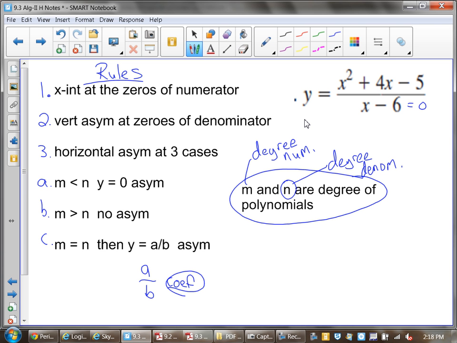In our example here, the degree of the numerator, the m value, is 2. Everybody agree with that? It's a second degree polynomial. The degree of the numerator, or excuse me, the denominator is what? So is the numerator larger, smaller, or equal? Larger. So that means that m is greater than n. So is there a horizontal asymptote? No.